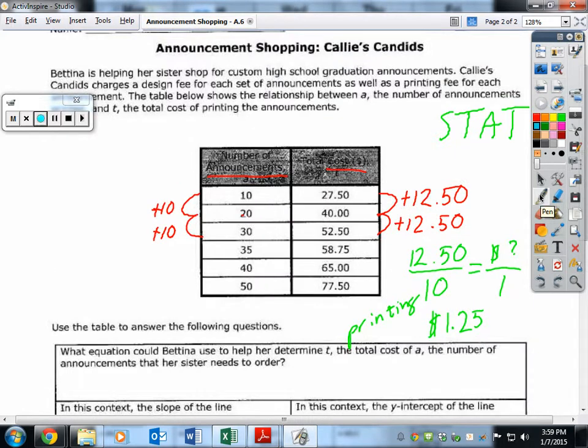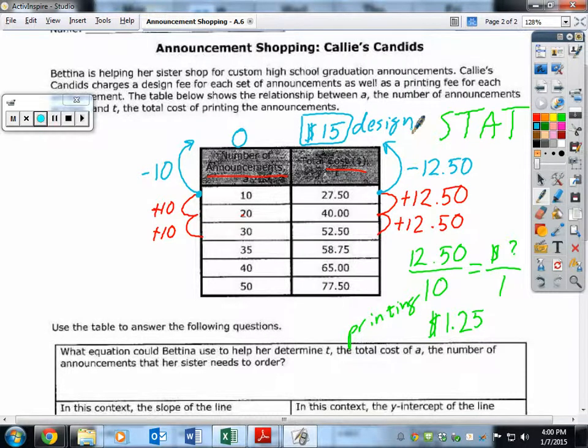So what that's going to look like is I'm going to go backwards, and I'm going to go to 0, because if you've ordered 0 announcements, then the only thing you'll have been charged is the design fee. No announcements, that means I'm getting charged my design fee. Okay, so what that's going to mean is I'm going to go backwards 10. Well, if I go backwards 10 here, that means over here I'm going to go backwards $12.50. So that just means $27.50 minus $12.50, that's 15. So that means that this is going to be my design fee.